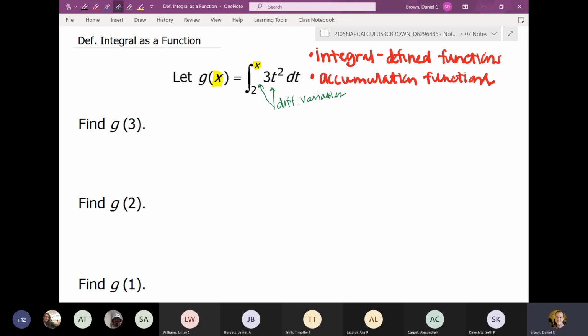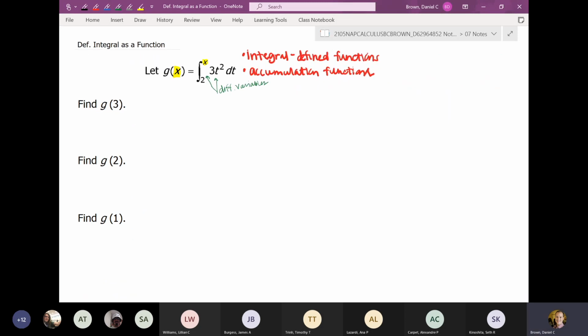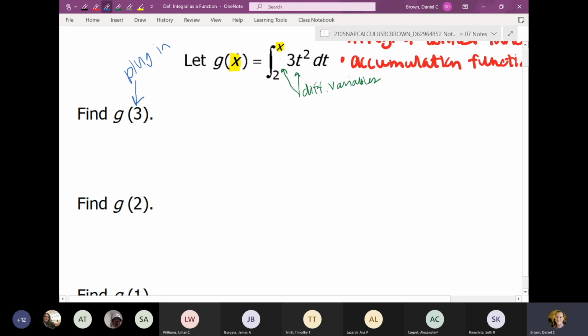So these first 3 examples are honestly pretty straightforward. We know that when we see function notation, that tells us to plug in the number that we see in for x. So when I see g of 3, that literally means, whatever x is, replace it with a 3. So g of 3 in this case would just be the integral. The bottom part's not changing. It's always going to be 2, but we're going from 2 to 3 of 3t squared dt. And then we would just be able to evaluate that like a regular integral.